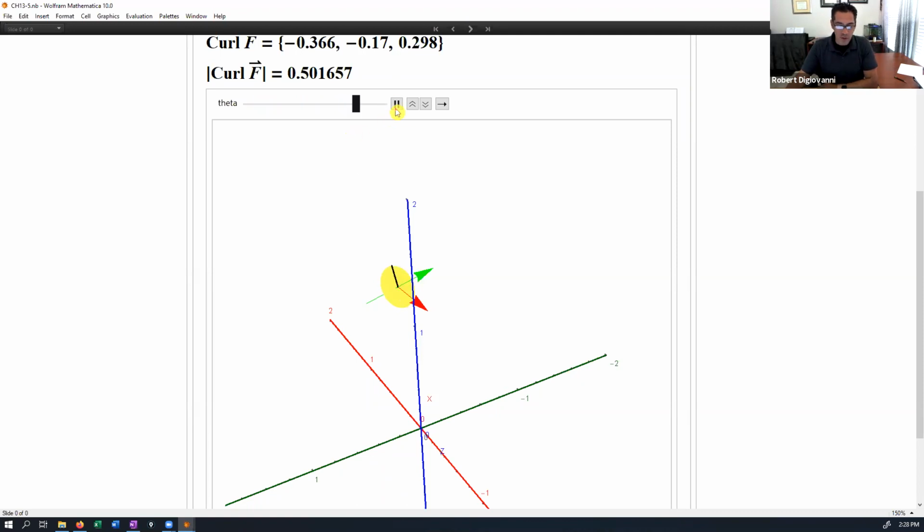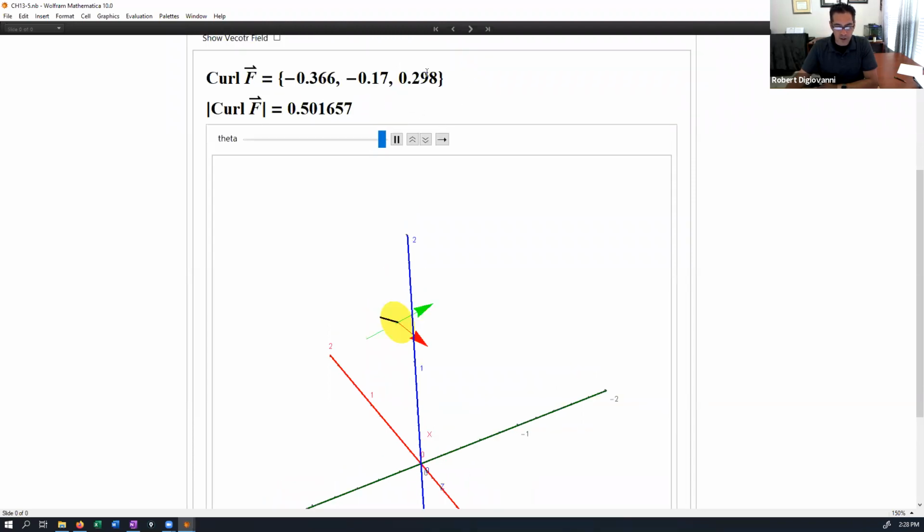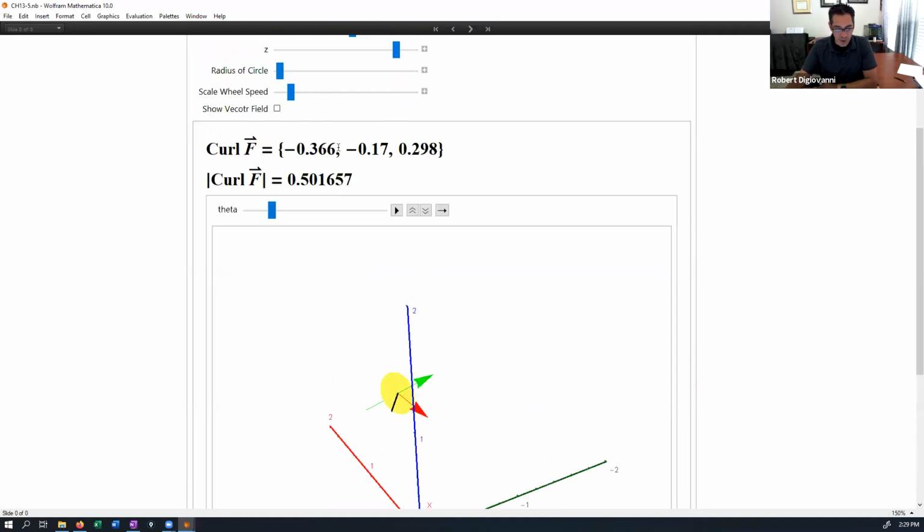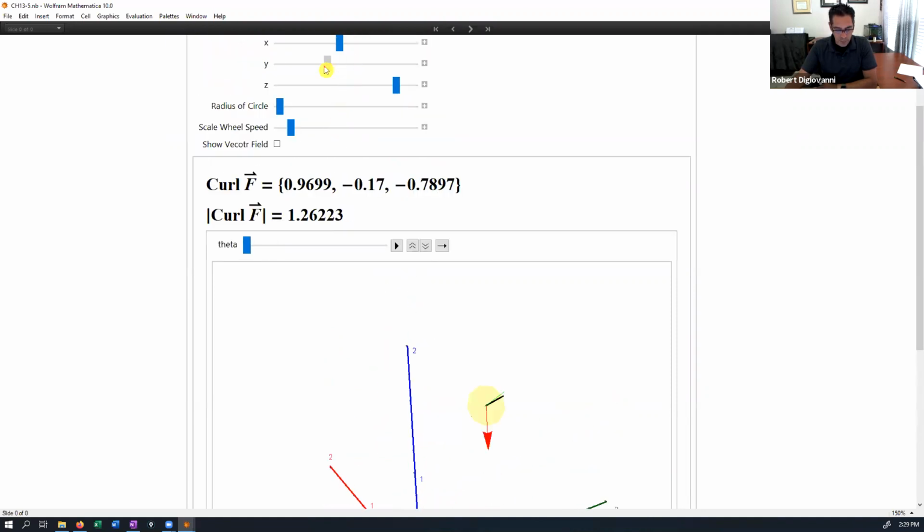So right now you can see my curl is a vector. Here's the vector, and you can see that the magnitude of the curl, as calculated by the computer, is 0.5. So what I'd like to do now is move to a different spot. There we go. Here's a different spot. Notice the curl got bigger. And now watch when I play it. Do you see how that's turning faster?